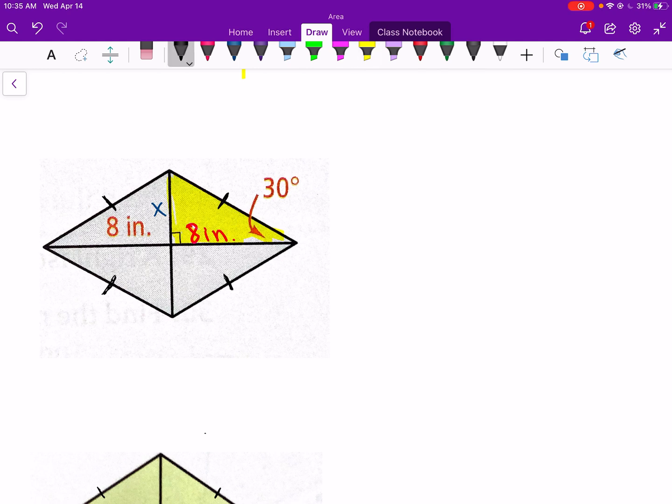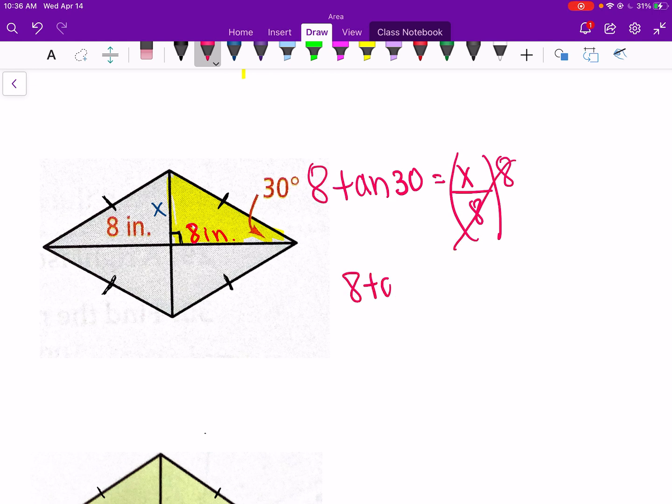And I know that this is a right triangle because if we have a rhombus, the diagonals are perpendicular, meaning they meet at a 90-degree angle. So since we have an angle over here which is 30 degrees, and we have one of the sides, we can find x using SOHCAHTOA. And again, on this one, we will end up using tangent because we have opposite and adjacent. So the tangent of 30 degrees equals the opposite side, just x, over the adjacent side, which is 8. And then we solve.